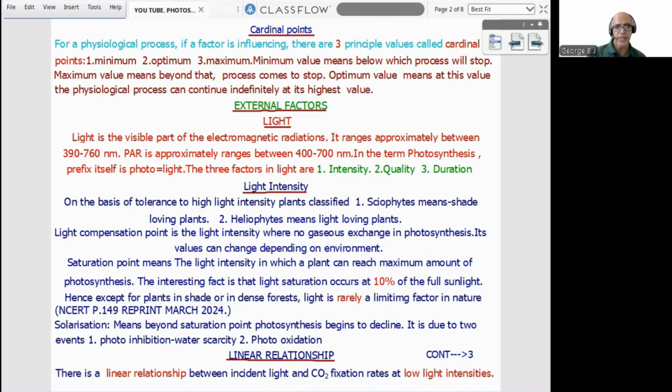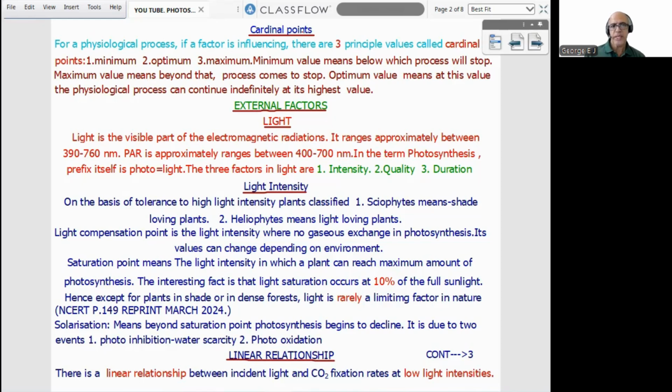First is light intensity. On the basis of tolerance to light intensity, plants can be classified into two. Different classifications are available; ecologically, two. One is called sciophytes. Sciophyte means shade-loving plant. That itself is a question. Heliophytes means light-loving plants; helio means light. Now, light compensation point. Compensation point may differ in other areas, but here it is the light compensation point. That is the light intensity where there is no net gaseous exchange in photosynthesis. Its value can change depending on the environment.